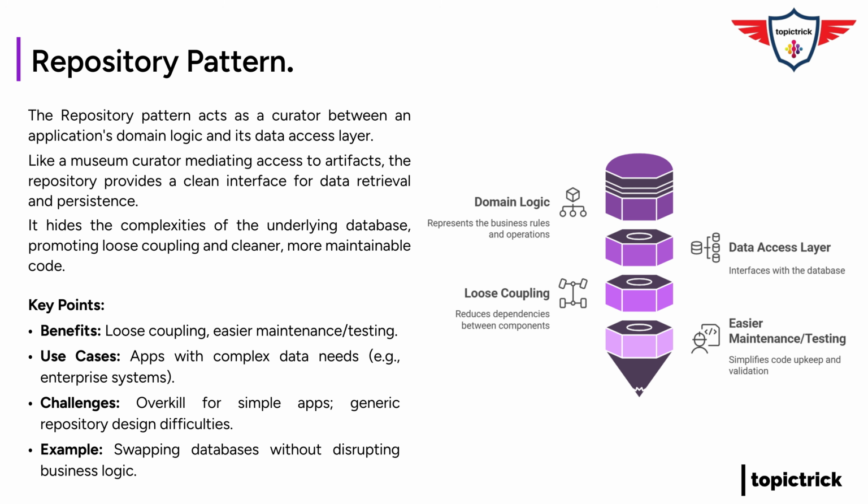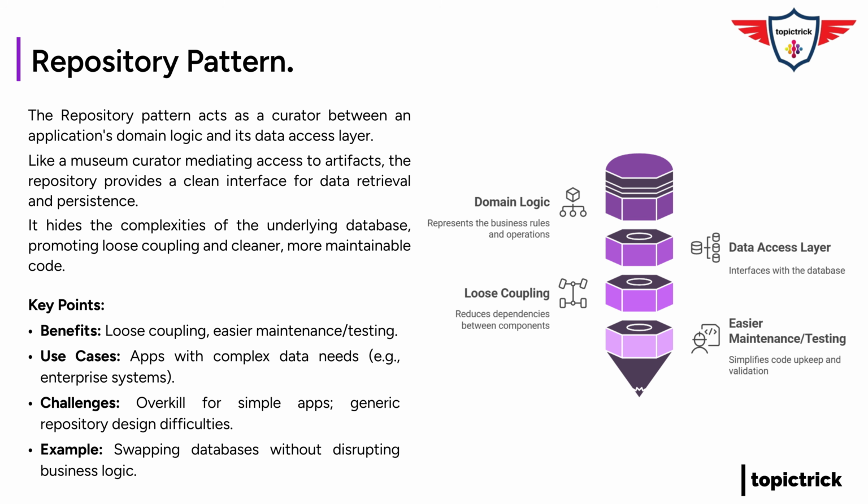How does that relate to software? The repository pattern acts like that curator. It mediates between the domain logic of an application and the data access layer. It provides this nice, clean interface for retrieving and persisting data, hiding all the complexity of the underlying database or data store. That sounds like a good way to keep the code clean and organized. Absolutely. It promotes loose coupling between the different parts of the application, making the code easier to test and maintain. If you need to change the database or the data access logic, you only have to update the repository. You don't have to touch the rest of the application.